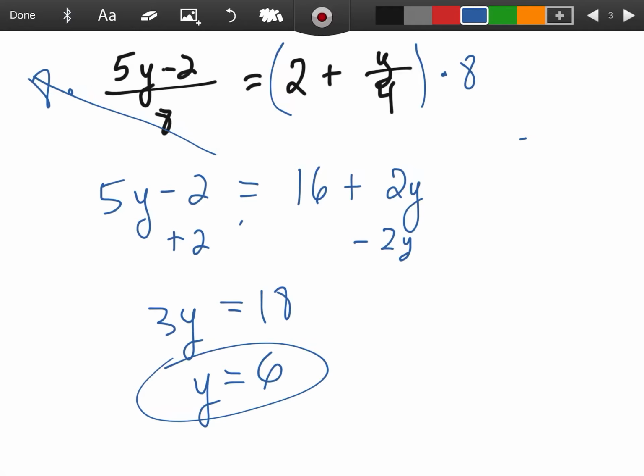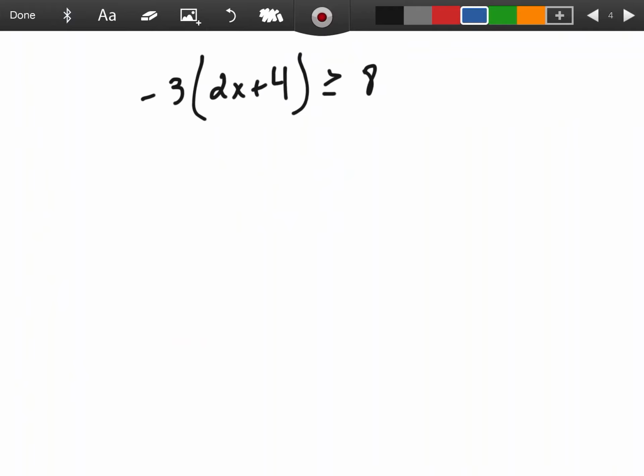You can plug it back in just to check. Let's see. 30 minus 2, 28 over 8. That's 14 over 4. That's 7 over 2, which is the same thing as 3.5. And then over here, I have 2 plus 6 over 4. Well, 6 over 4 is 3/2, 1.5. Yep, they both equal 3.5. Perfect. We know we did it right.